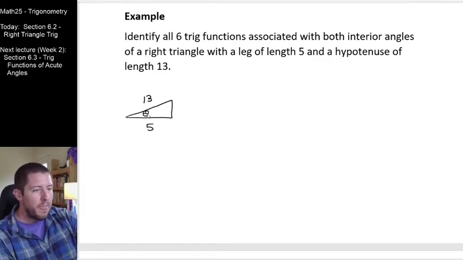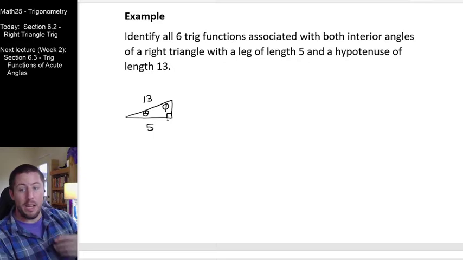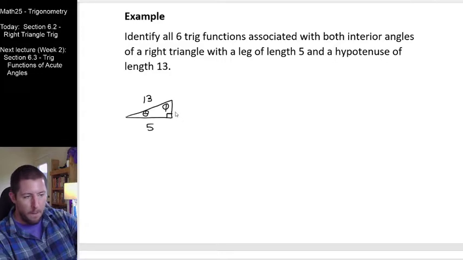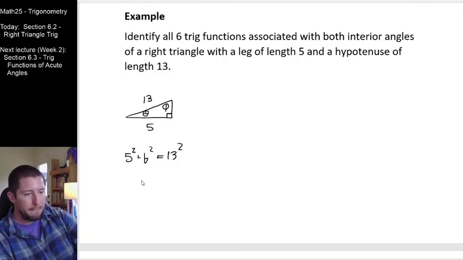I'm going to label this with my theta and my phi, and I know that that's a right angle there. What I would like to do is come up with 12 total things: six trig functions associated with theta and six trig functions associated with phi. Now, one of the things I'm noticing is that we're missing a side length. So I think our first step has to be to identify this missing side length, so I'm going to go ahead and do that first. I'll say 5 squared plus b squared, the unknown side length, must be equal to 13 squared.